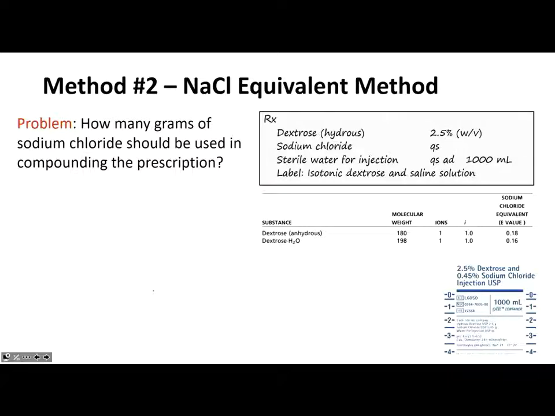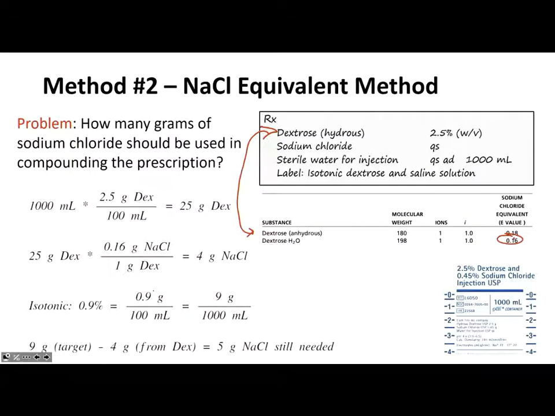I do point out this was a little tricky because dextrose has 2 entries. There is a difference between anhydrous and essentially hydrous. Since the prescription calls for hydrous, which E value are we going to want to use? The one that's for the hydrous, or we're going to want the 0.16. So be careful with that and choose the right E value given your ingredient, all right? Now, we got our E value.